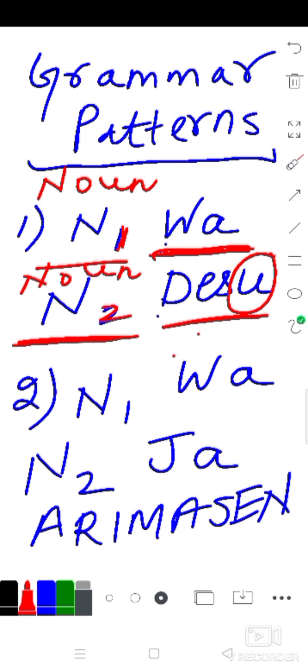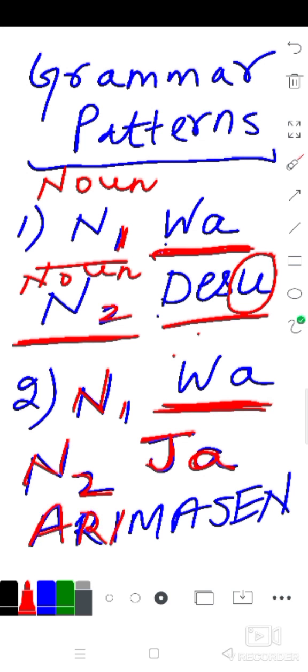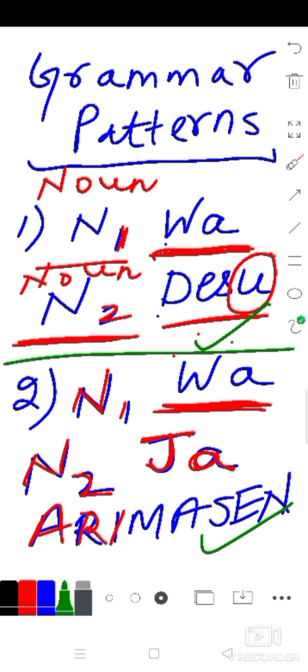The second pattern I will teach you is N1 wa. Now you can decide by your own what N1 is: noun 1. Wa, I will explain later. Then N2 means noun 2. And ja arimasen, you can consider it as one word. Everything we will practice. First I want you to write these two patterns in your copy: first noun 1 wa noun 2 desu, and second noun 1 wa noun 2 ja arimasen. I hope this is written.